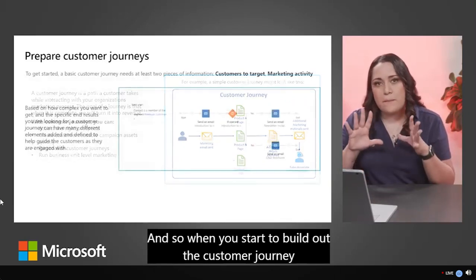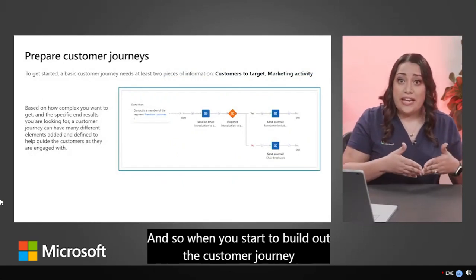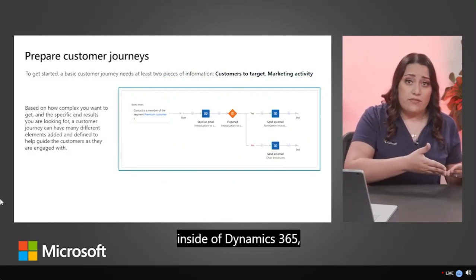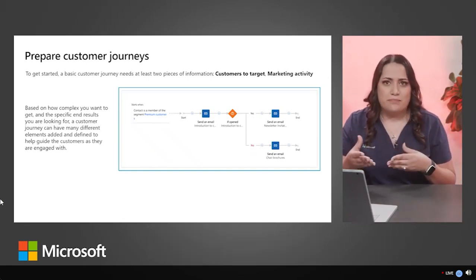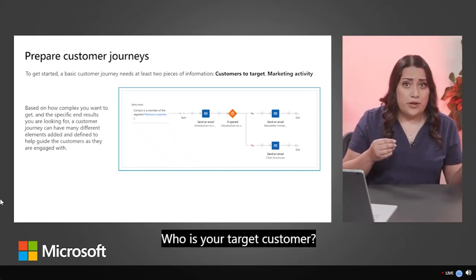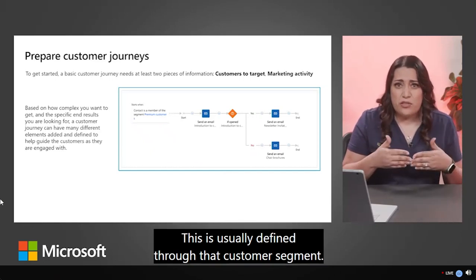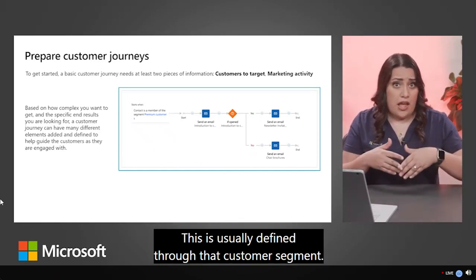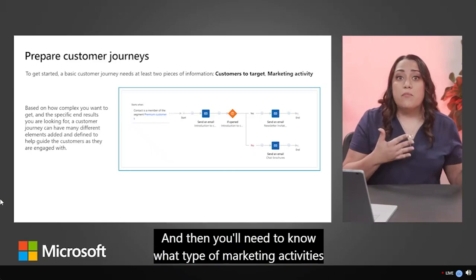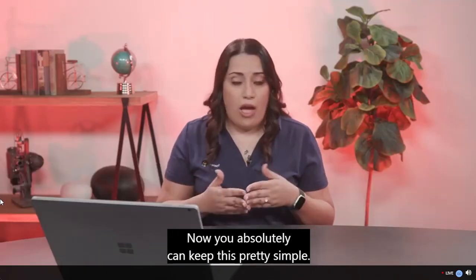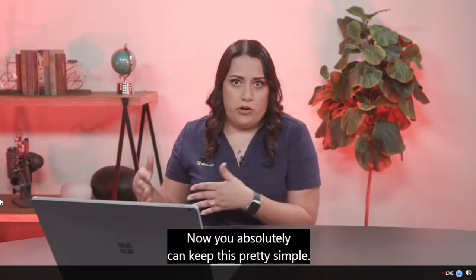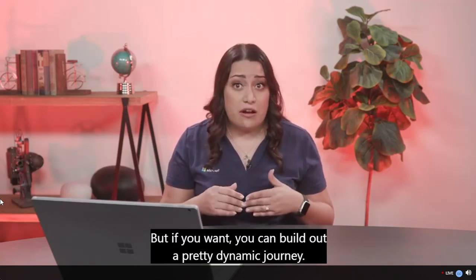And so when you start to build out the customer journey inside of Dynamics 365, you're going to need a couple different pieces of information. Who is your target customer? This is usually defined through that customer segment. And then you'll need to know what type of marketing activities you're going to want to build into the journey. Now, you absolutely can keep this pretty simple. We saw a real basic one just now. But if you want, you can build out a pretty dynamic journey.